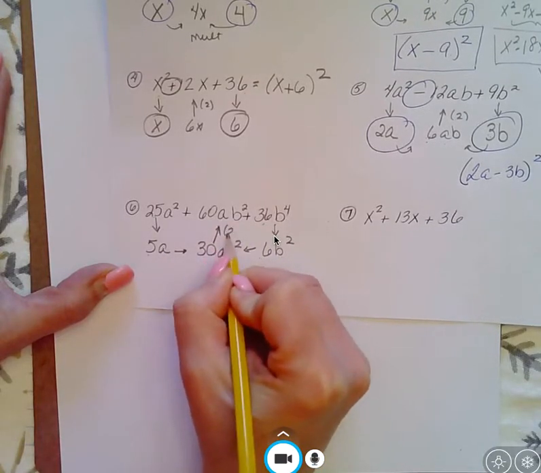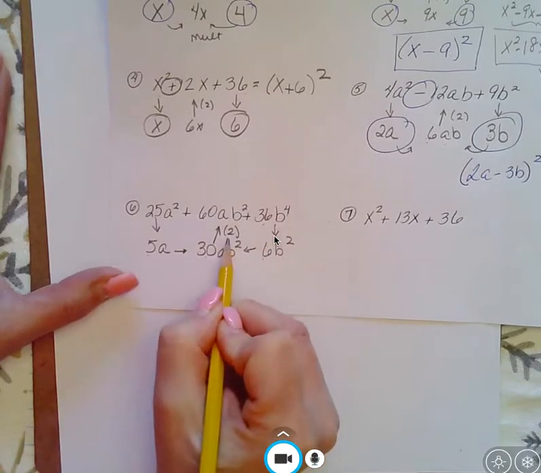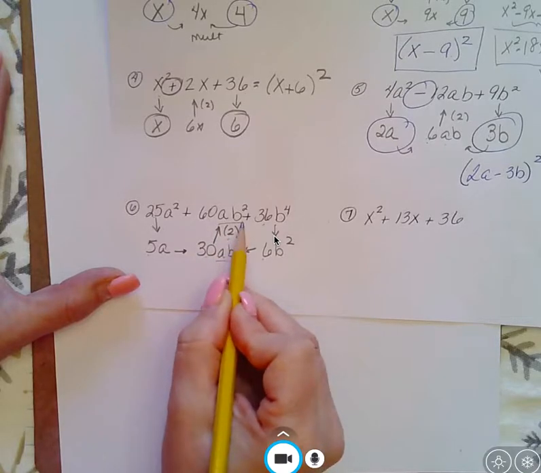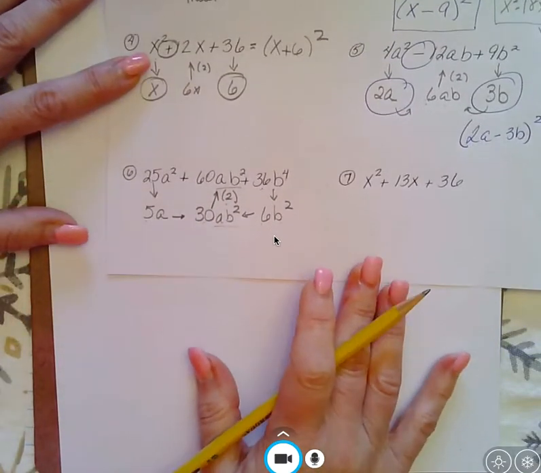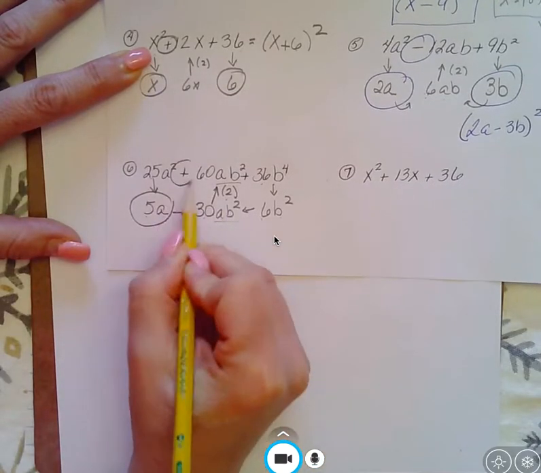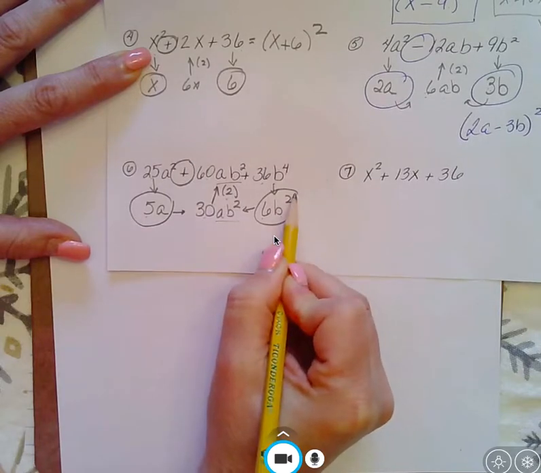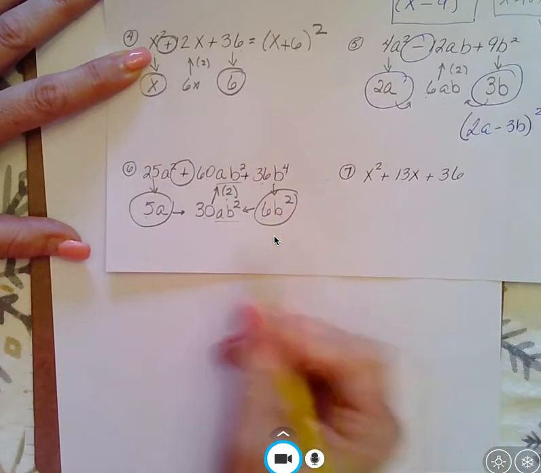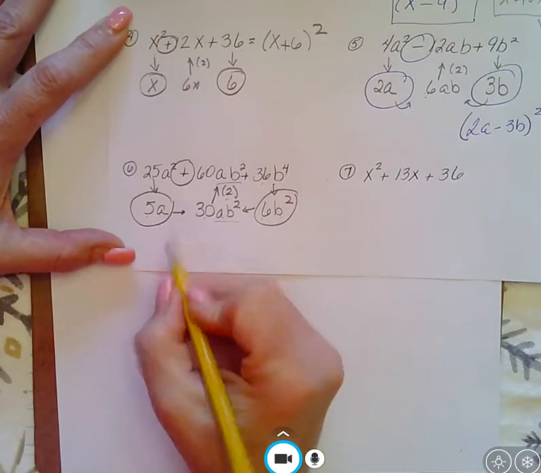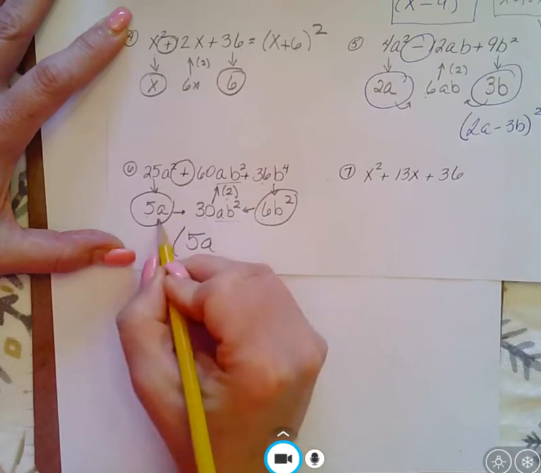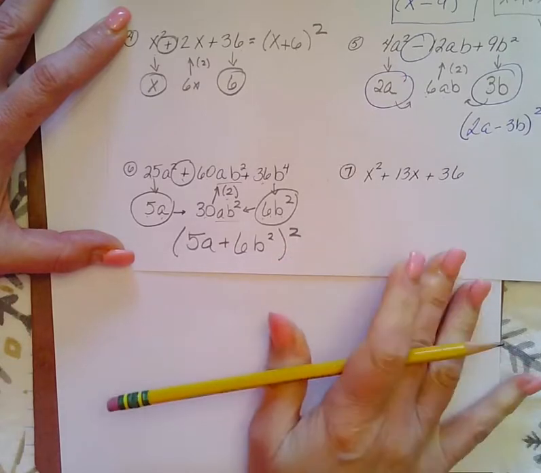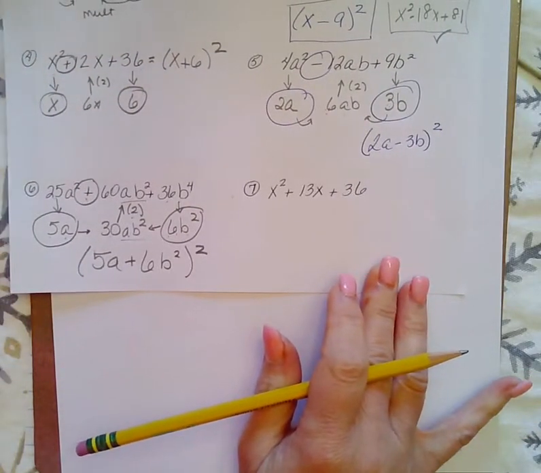And now I want to double it. If I double it, and I do, 30 times 2 is 60, and my variables are the same, well, now I know that that is a perfect square, and my answer is 5a plus 6b squared, squared. Looks like this. 5a plus 6b squared, all in parentheses, and squared again. Last one. Let's check out number 7.